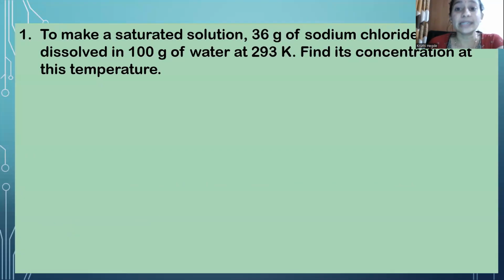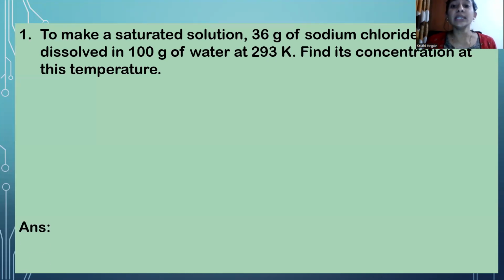the problem which is given in your in-text textbook also, that is, to make a saturated solution, 36 gram of sodium chloride is dissolved in 100 gram of water at 293 Kelvin. Find its concentration at this temperature. Here they have given the amount of sodium chloride as 36 gram and the amount of water as 100 gram. The temperature is given. At that particular temperature, we should find out the concentration, okay?